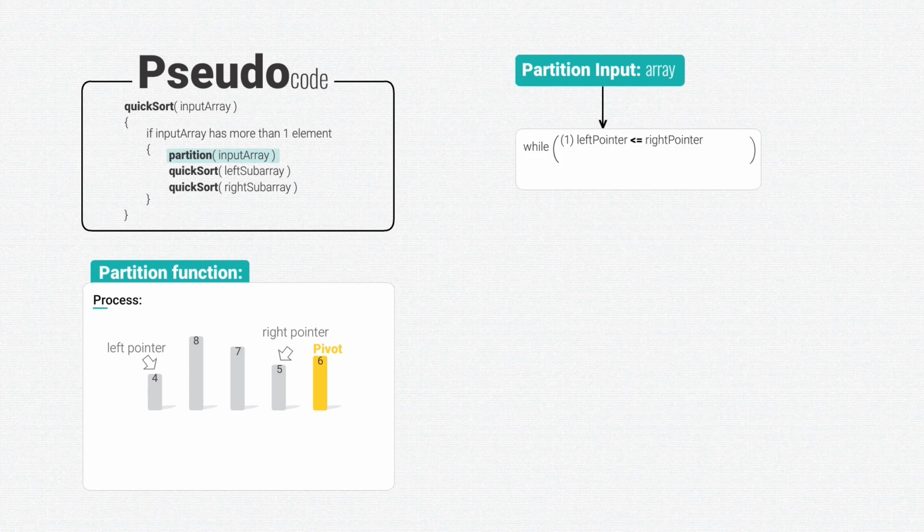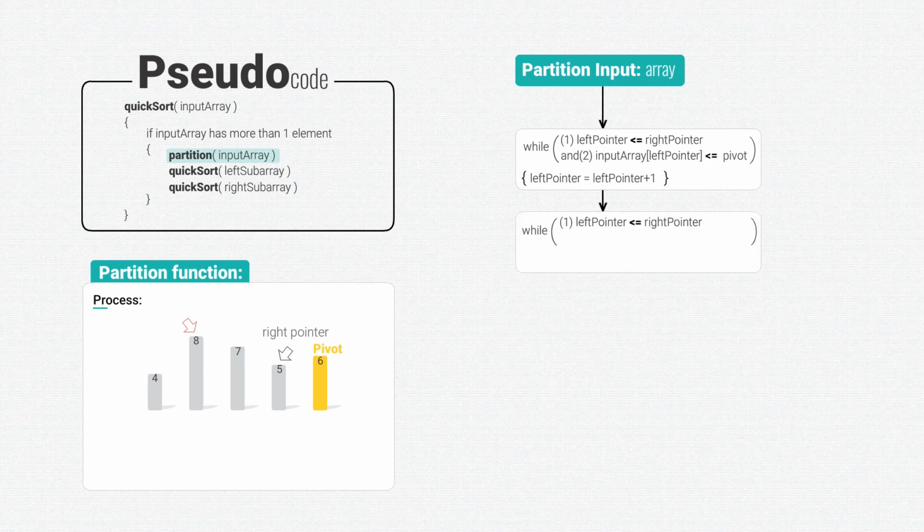If it doesn't cross the right pointer and if it points to an element smaller or equal to the pivot, it will move to the right for one step. Left pointer keeps moving until it sees an element that breaks this rule, or if it crossed the right pointer. Same with the right pointer. If it hasn't crossed the left pointer and if it points to an element larger than the pivot, it will move to the left for one step. Right pointer keeps moving until it sees an element that breaks this rule, or if the pointers cross each other. Anyhow, both pointers will stop at some point.